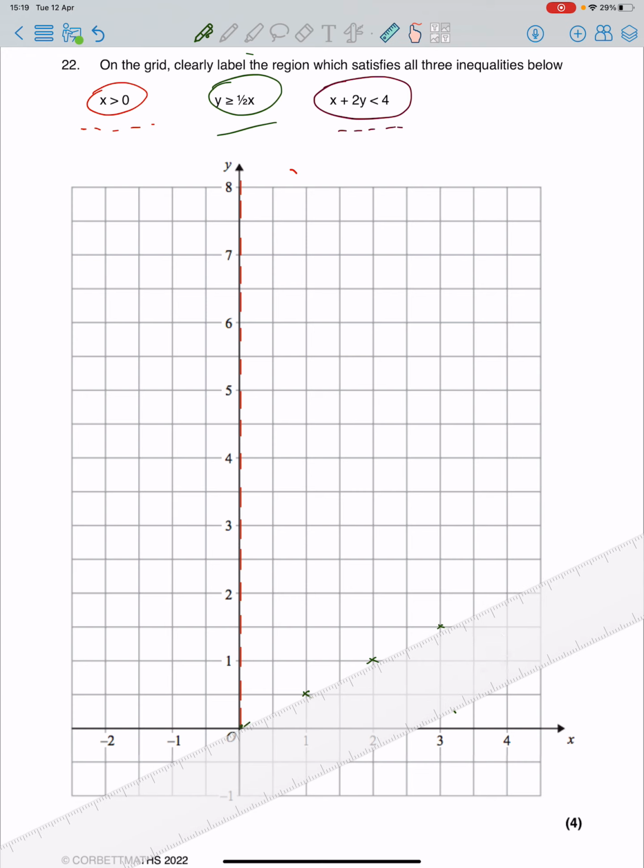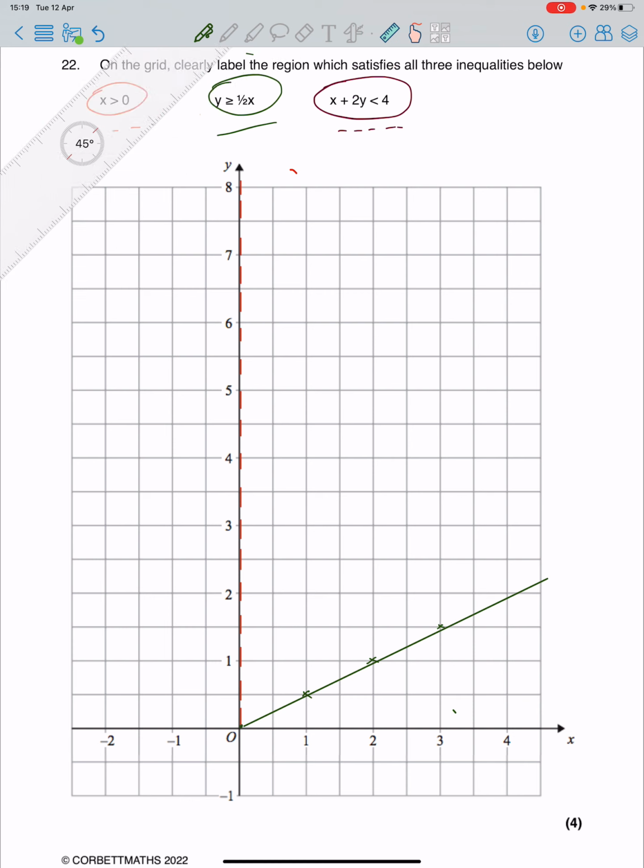And me trying here to draw it as best as I can. It's not going through exactly, but that's okay enough. So I'm drawing a solid line.